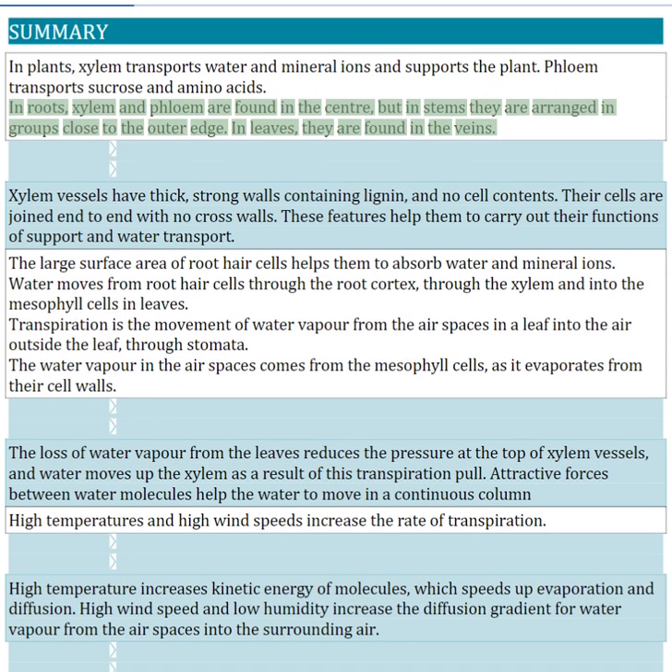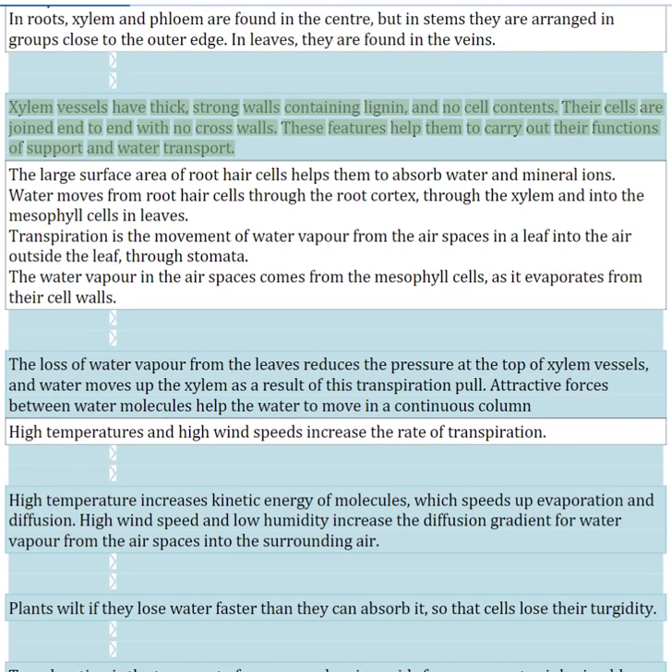In roots, xylem and phloem are found in the center, but in stems they are arranged in groups close to the outer edge. In leaves, they are found in the veins. Xylem vessels have thick, strong walls containing lignin, and no cell contents. Their cells are joined end to end with no cross walls. These features help them to carry out their functions of support and water transport.